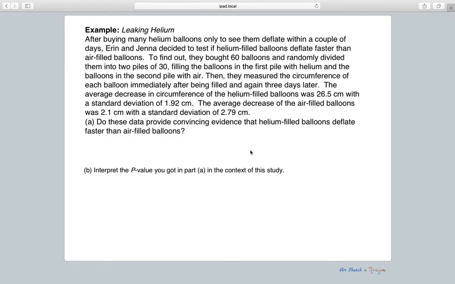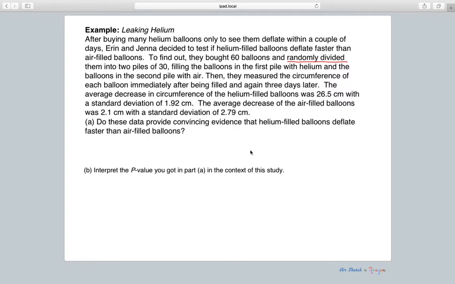Okay, so here we go. Let's do our first example. After buying many helium balloons, only to see them deflate within a couple of days, Aaron and Jenna decided to test if helium-filled balloons deflate faster than air-filled balloons. To find out, they bought 60 balloons and randomly divided them into piles of 30. Again, that's very important. So this is a randomized experiment. They filled the balloons in the first pile with helium and the second pile with air. Then they measured the circumference of each balloon immediately after being filled, and again 3 days later.